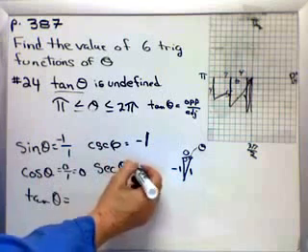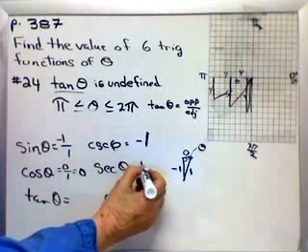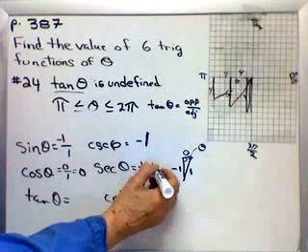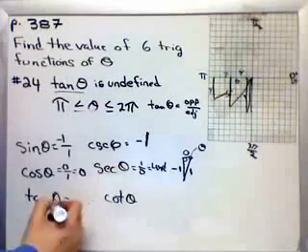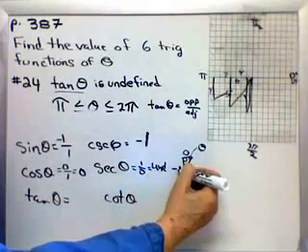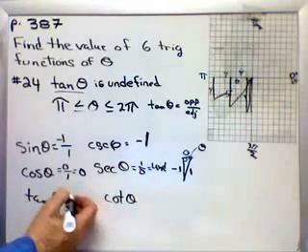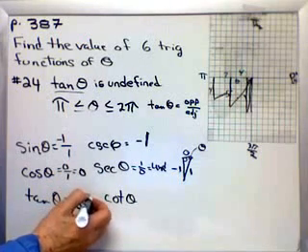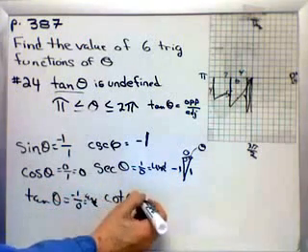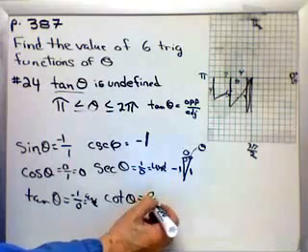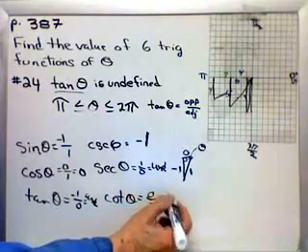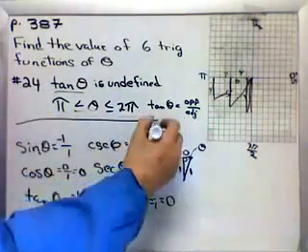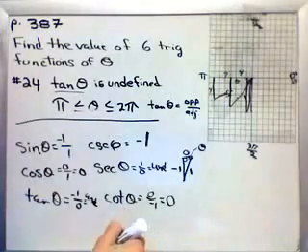What's the reciprocal of 0 over 1? 1 over 0, undefined, right? Okay, tangent, opposite over adjacent, negative 1 over 0. What's that? Undefined. What's the reciprocal of undefined? 0 over negative 1, which is 0. So, there are the 6 trig functions of that.